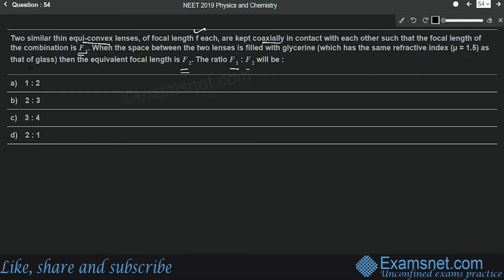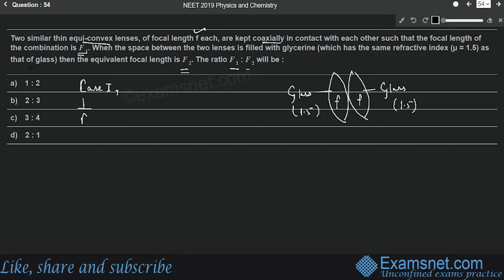Okay, so let's see what is given here. We have two lenses. Both are made up of glass, right? This is also glass and this is also glass with the same refractive index, that is 1.5. And the focal length of each lens is small f. And the focal length of the combination is capital F1.